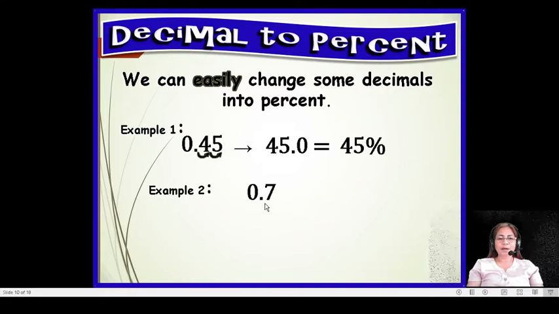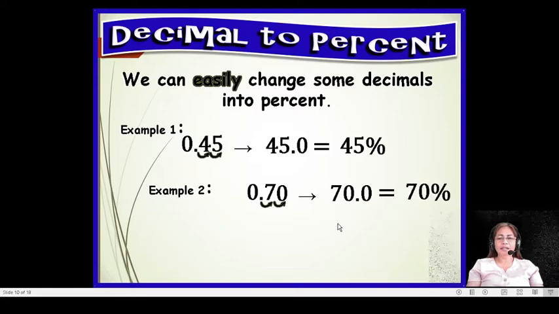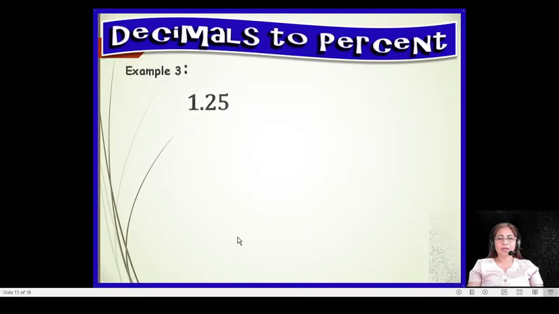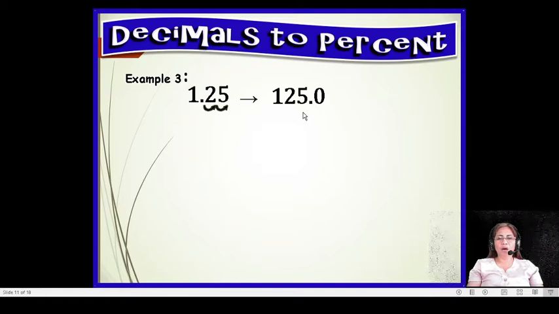Another, 7/10. Move the decimal point to the right, but since this is only one digit, add 0. Then move to the right and it equals 70, then 70%. Another example, 1 and 25 hundredths. So move the decimal point to the right twice, and this is equal to 125, or that's 125%. Another example, 2.